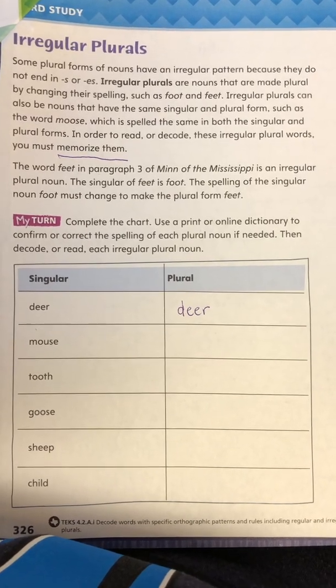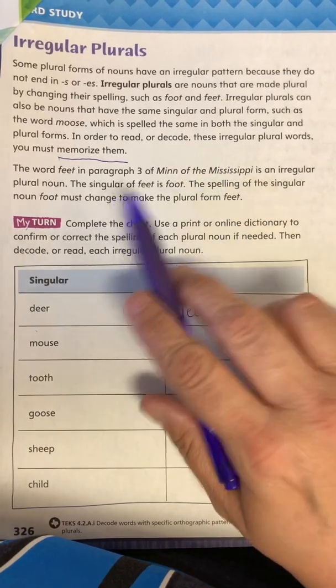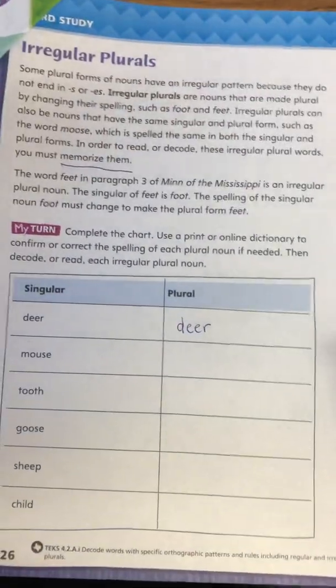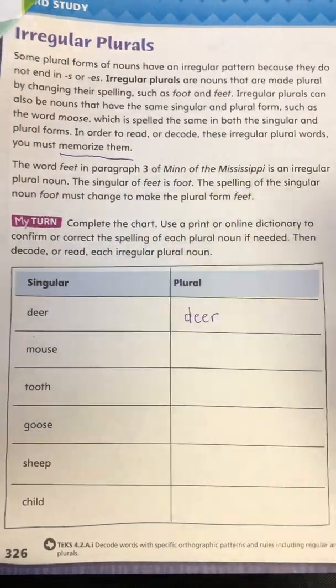All right, so we're going to talk about some of these irregular plurals that you just have to memorize. The word feet, it says in paragraph 3 of Men of the Mississippi, is an irregular plural. So if I'm talking about one foot, I have 1 foot. Now I have 2 feet, okay? So foot becomes feet. And we have to change the O's to E's to make feet.